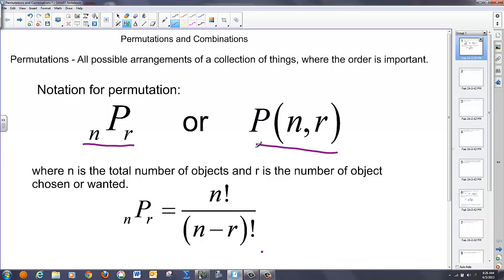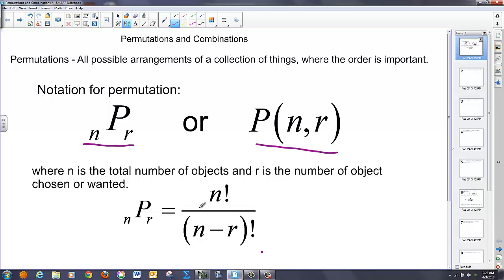One is, as you can see right here, nPr. n stands for the number of total items, and r is the number of items you're going to arrange at a time. And it's also written in other books like this, P with a set of parentheses, n comma r. It says the same thing.